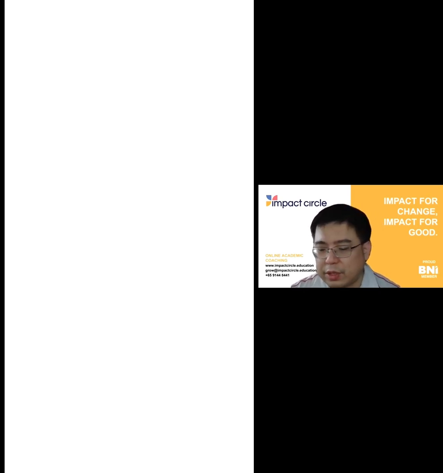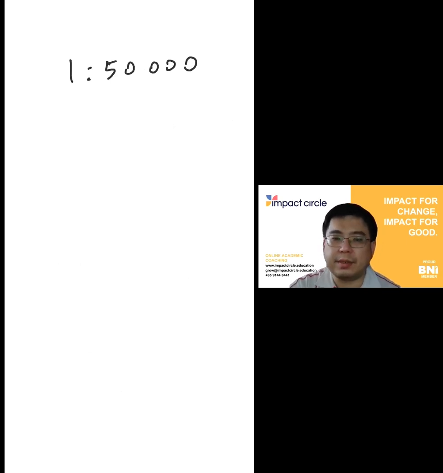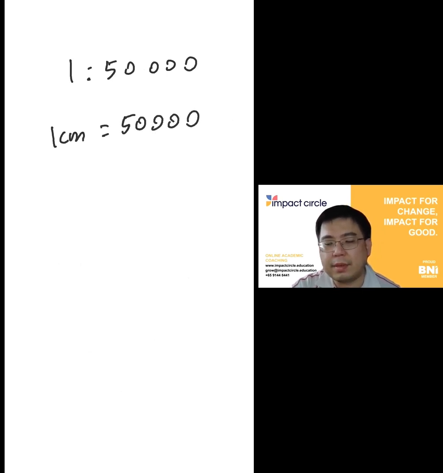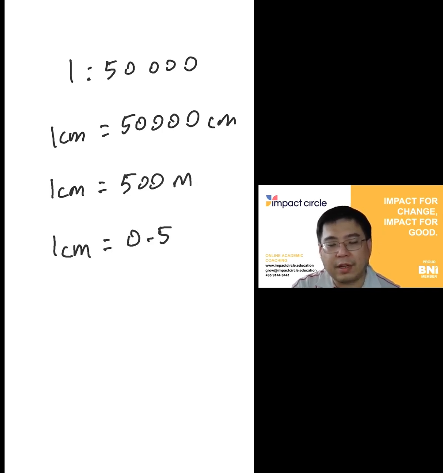Right, let's explore a few different scales. Let's say you have a scale of 1 is to 50,000. What does this mean? This means that 1 cm on the map represents 50,000 cm in real life. If we convert this, it will be 1 cm on the map representing 500 meters, or 1 cm on the map representing half a kilometer.